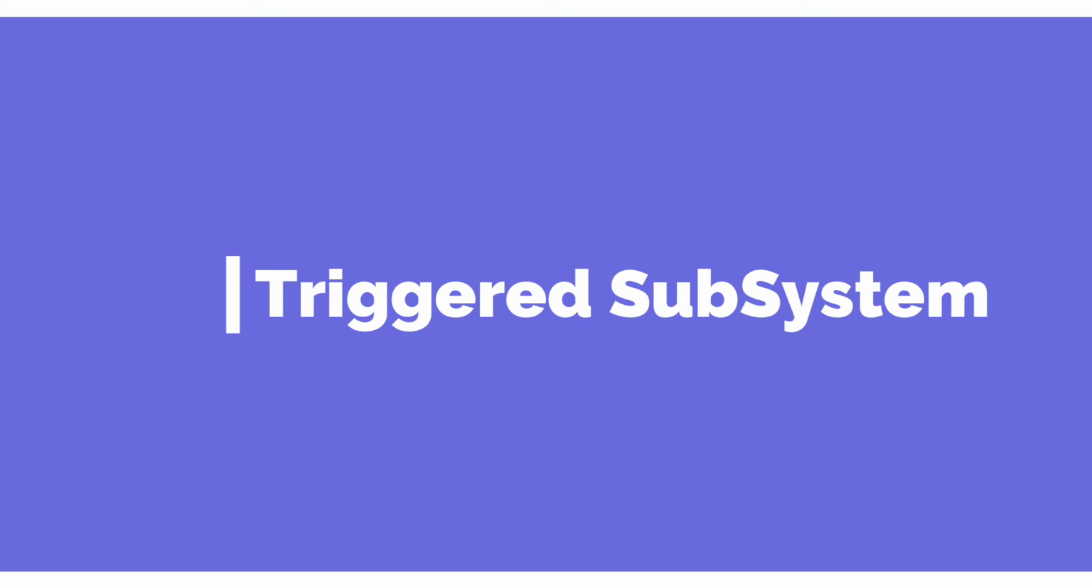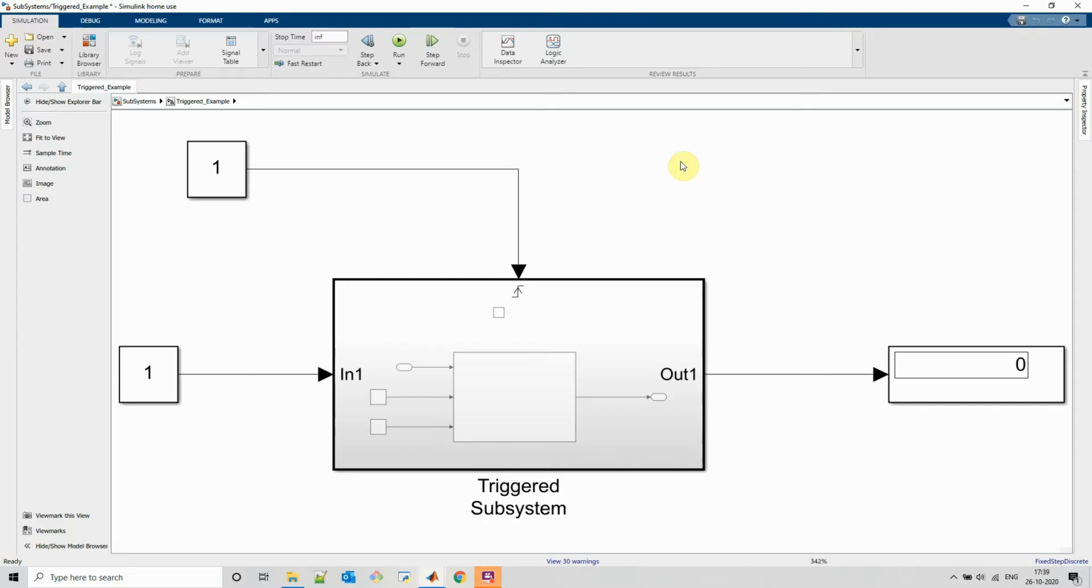Next subsystem is triggered subsystem. The functionality of this subsystem is exactly same as that of enabled subsystem. The only difference is the logic inside this subsystem will be executed only at the rising edge of the trigger parameter. That means only when this subsystem gets triggered. So let's simulate this model. When the parameter connected to the trigger port changes to 1, at that time only this subsystem will execute.